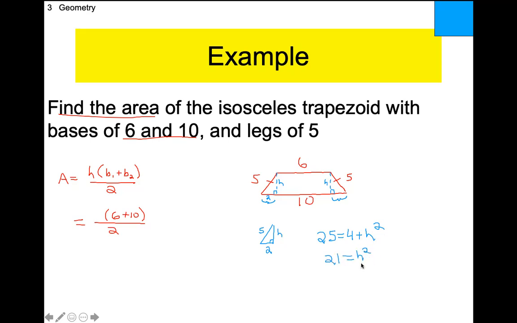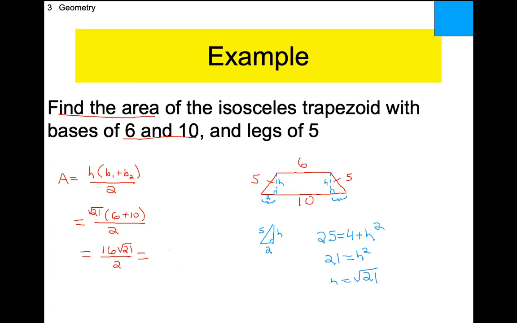Then you square root 21. Any perfect squares inside of 21? I don't think so. No, well, that's what we're going to plug into our formula. So you just found out that h was the square root of 21. So we plug that in. And now we do the math. 6 plus 10 is 16. So we get 16 root 21 over 2. Therefore, final answer, reduce the fraction, we get 8 times root 21. You reduce 2 and 16, you get 8.